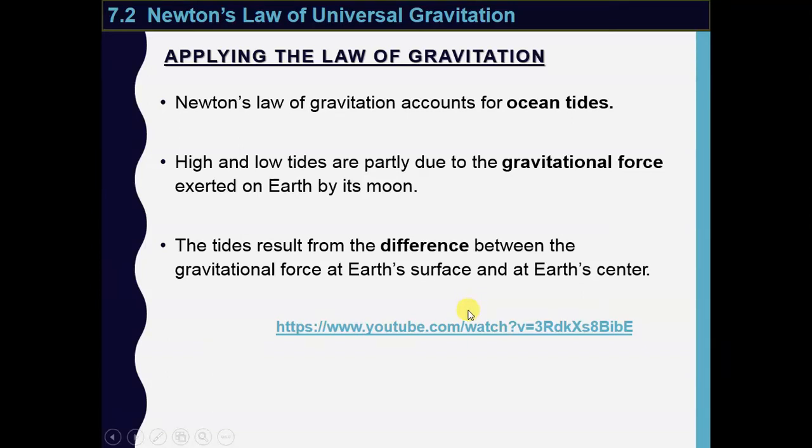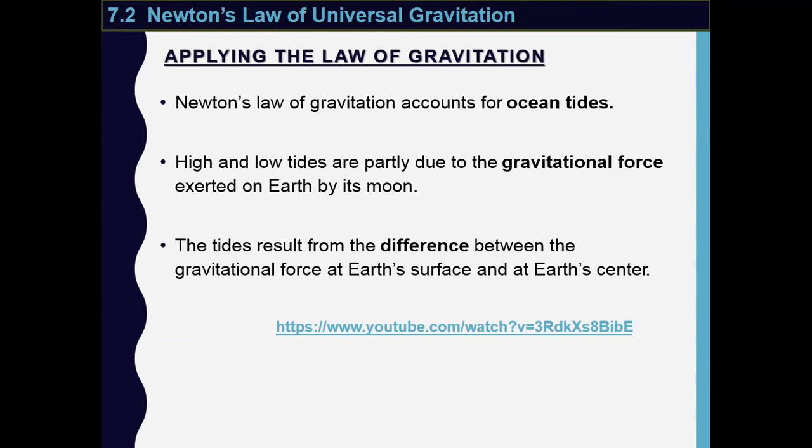Okay, so today we will continue our lesson, Newton's law of universal gravitation. We talked about the law of universal gravitation, FG, and about many applications, many examples. Today we will talk about application of this law. Because of this law we found an explanation for the ocean tides. You know that we have high tides and low tides. We will talk about them today in detail.